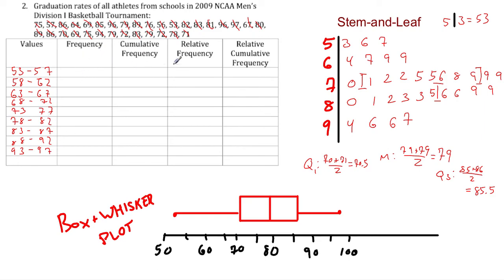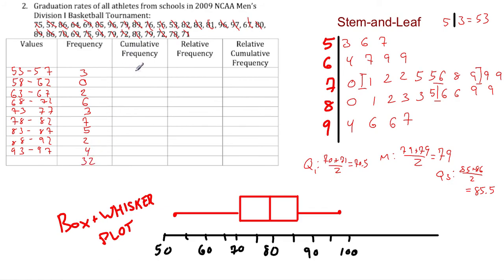All right, so the frequency: how many are between 53 and 57? Well, there are 3. Between 58 and 62, actually 0. But between 63 and 67, inclusive, we have 2. 68 to 72, I got 6. From 73 to 77, I have 3. From 78 to 82, I have 7. 83 to 87 is 5. From 88 to 92 is just 2. And then 93 to 97, that's 4. And again, that should add up to 32.